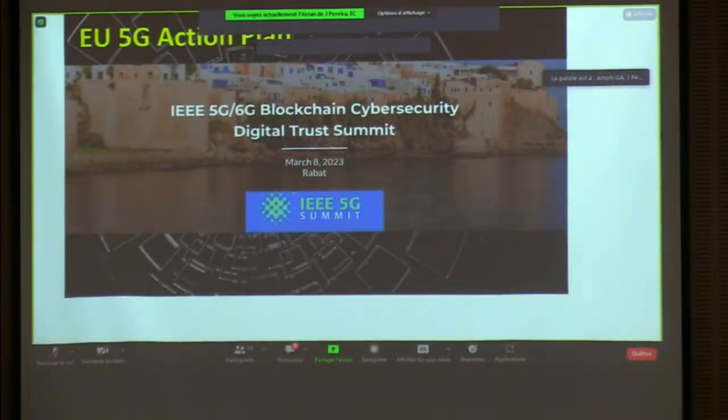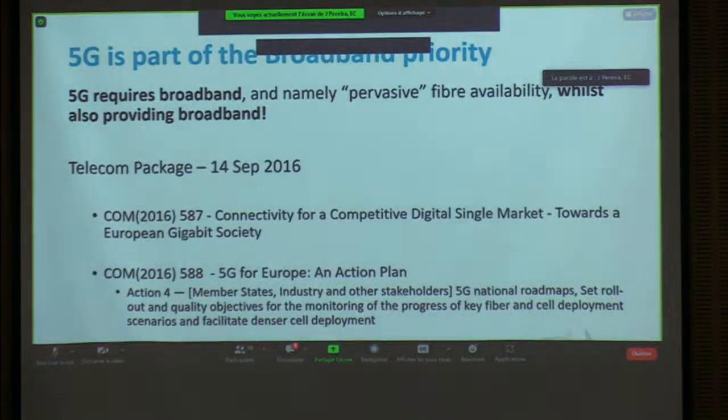Again, it's my pleasure to be here, and let me jump directly into the European 5G action plan. The European Commission launched in 2016 the 5G action plan, which was approved by the member states with concrete goals in terms of trials and early deployment towards pervasive coverage by 2025, focusing on where people live and on major transport paths, and now full coverage by 2030.